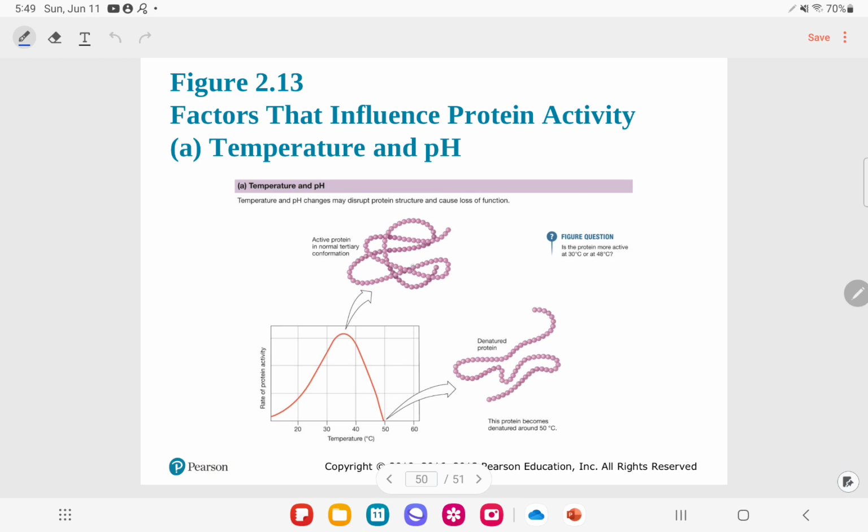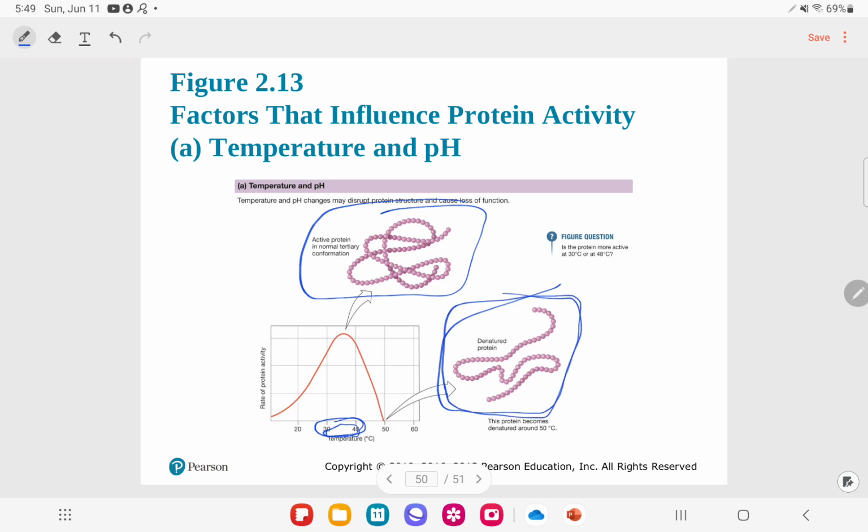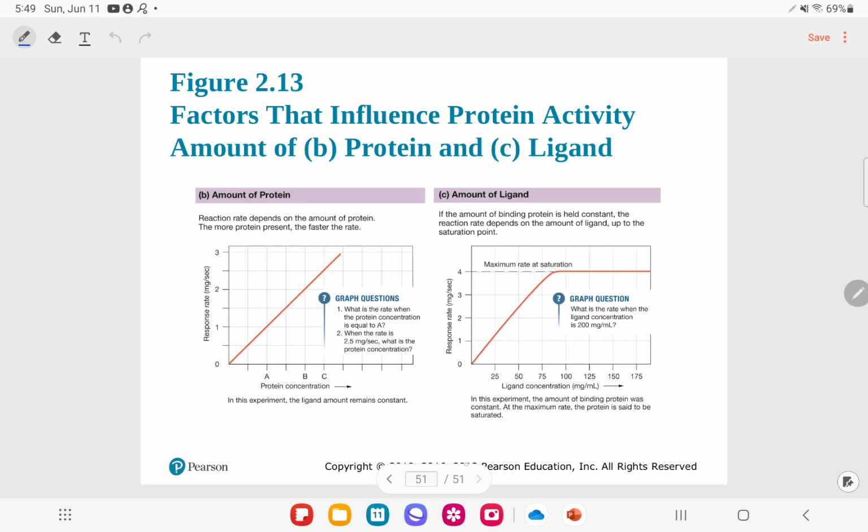Temperature, right? This active protein will only be active, only be useful, in a certain temperature range. But if you put that protein out of that temperature range, it starts to denature. And when it's denatured, it's not functional anymore. We can't use it, right? And so this is another factor that I mentioned that's going to influence protein activity: the amount of protein and the amount of the ligand, okay? So this is just an overview of chapter 2, okay?